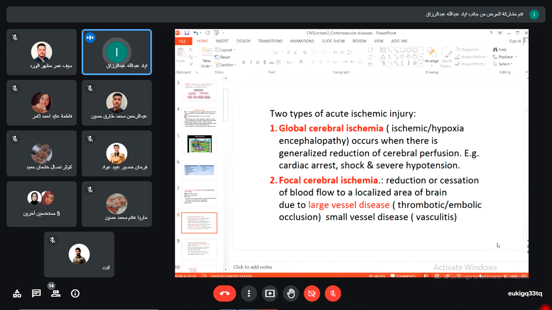Now, what is the effect? What happens to the brain if exposed to global ischemic hypoxia? There are acute changes in the acute stage, around 12 to 24 hours: the neurons become red, we call them red neurons, with increased eosinophilia of neurons and microvacuoles inside the cytoplasm of neurons. Later, if the hypoxia continues, there will be pyknosis and karyorrhexis.